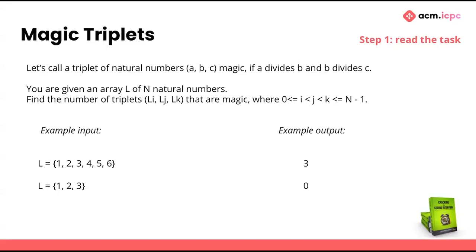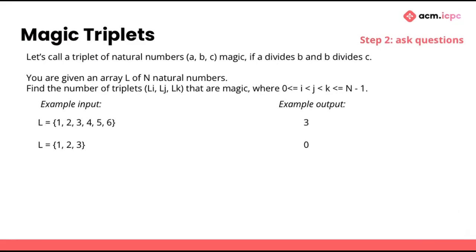So there are 2 example inputs. So we know that for list 1, 2, 3, 4, 5, 6, we get output 3, and for list 1 to 3, output 0. So let's just step through that algorithm of approaching an interview. Step 2, asking questions. So what kind of questions immediately come to mind when you read this kind of problem?